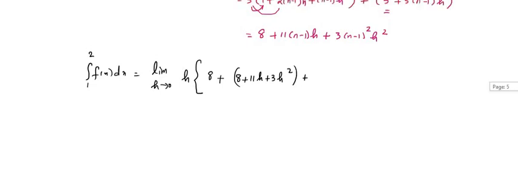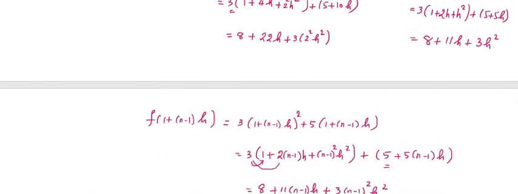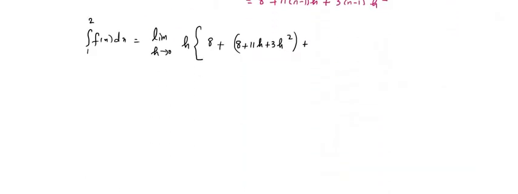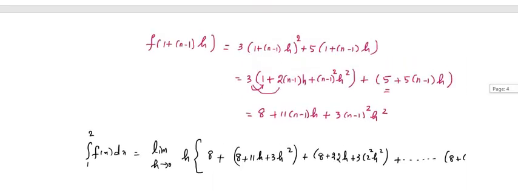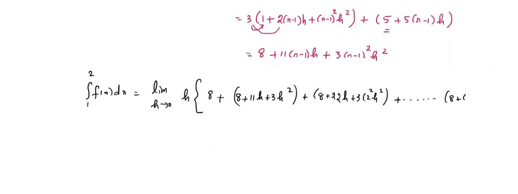Then f of 1 plus 2h, that also I got here. What is f of 1 plus 2h? See here I have 8 plus 22h plus 3 into 2 square h square. Therefore, that value is substituted, so this will be 8 plus 22h plus 3 into 2 square h square. Okay, plus the last term. Last term is 8 plus 11 into n minus 1 h. Can you observe this one? That is 11 into n minus 1 h, plus the next term, 3 into n minus 1 square h square. Therefore, this is what we got, that we have substituted.